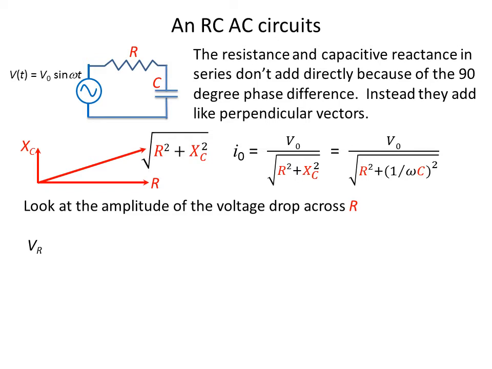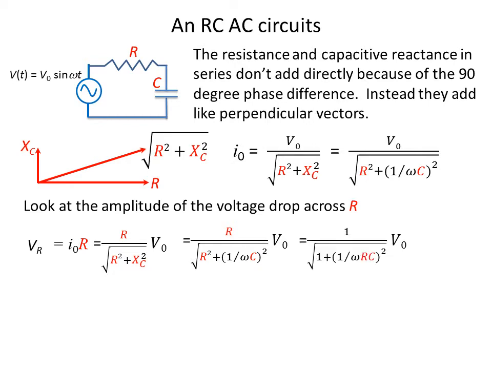Looking at the amplitude of the voltage drop across the resistor, VR is equal to I0 times R, which is then just R divided by the square root of R squared plus XC squared times V0. And that's equal to R divided by the square root of R squared plus 1 over omega C squared times V0. And if we divide through by R, we just have 1 divided by the square root of 1 plus 1 over omega RC squared, times V0.